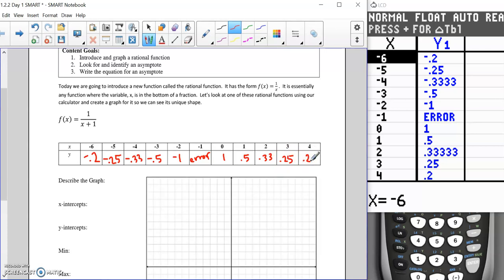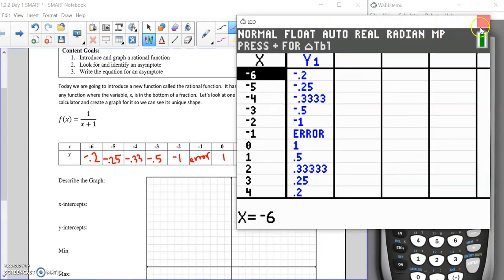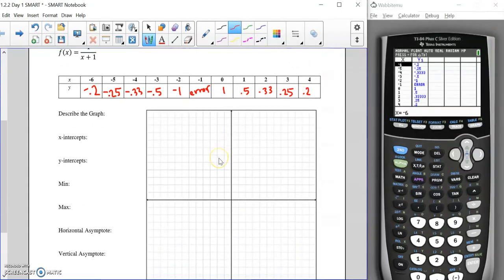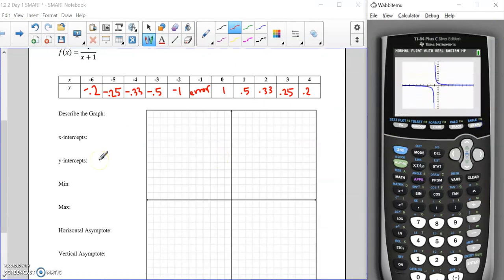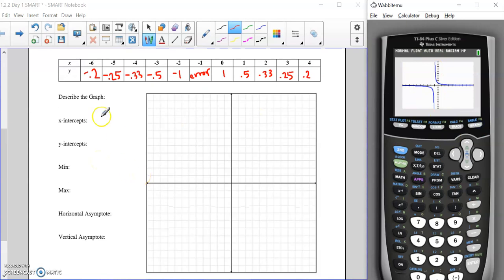Okay, so we have jotted down all of our table values that we need. This is going to give us enough information to draw a pretty good graph. And in the end, your graph should look something like this. So when it comes to graphing these decimals, it does not have to be perfect. It's just going to be an estimation.